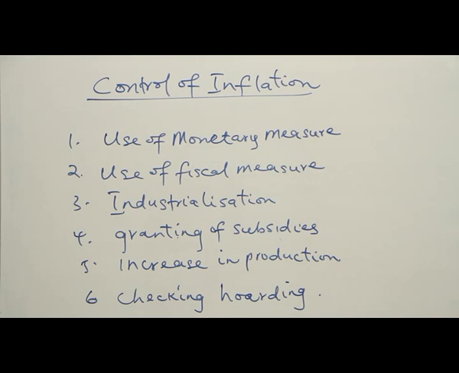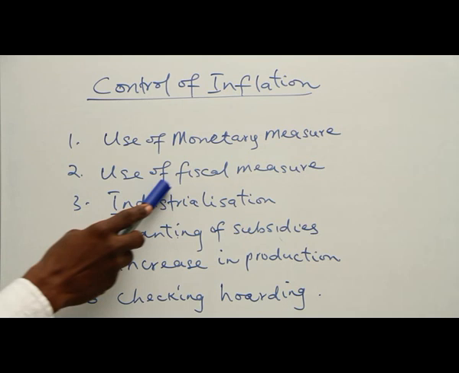Not only that, they can also make use of what we call open market operation by selling treasury bills. Doing this, either to increase the volume of money in circulation or decrease it. So they can use this instrument in controlling inflation. So use of monetary measures will assist in reducing the pressure that an economy is having as a result of inflation. Number two, use of fiscal measures.